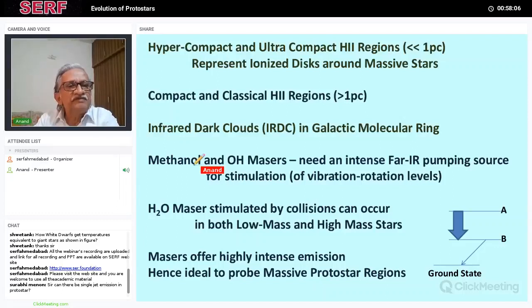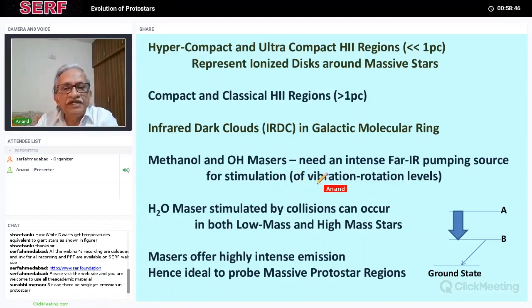But why these are important for the massive protostars is that they are very, very intense. Therefore, even if they are embedded, even if there is extinction, even if they are very far off, they can be very easily picked up by observations in the millimeter region. So in the microwave region, there are several observations made on this, especially the methanol and OH masers, which require actually a pumping action from the far infrared wavelengths. You need a pumping source, very intense pumping source, which of course the protostar can offer.